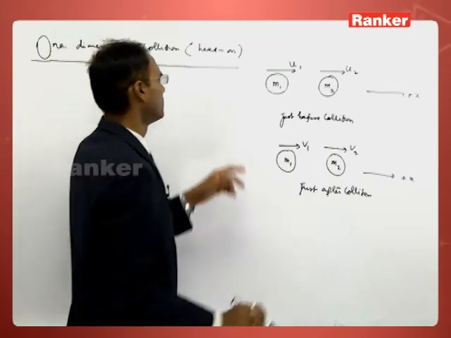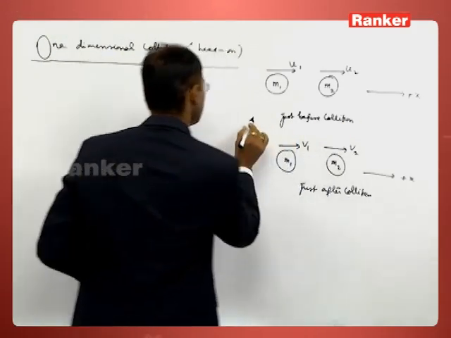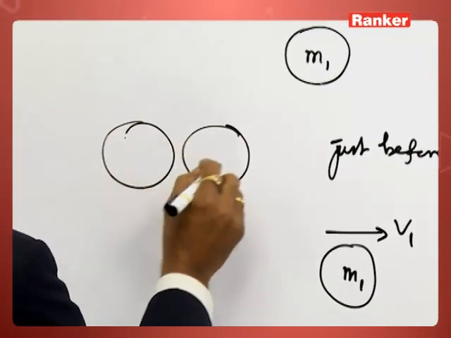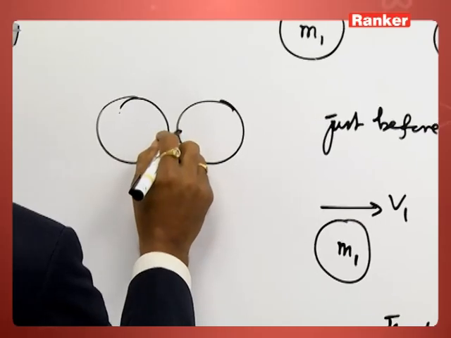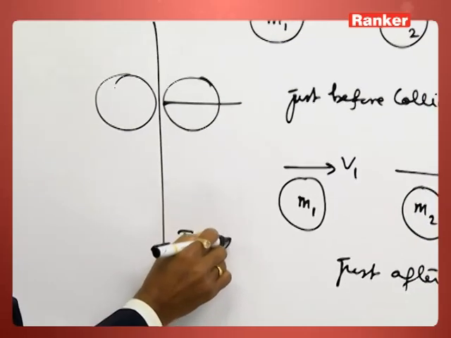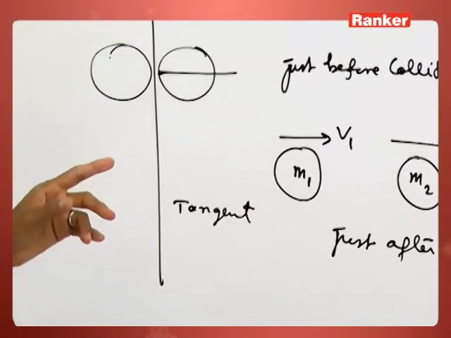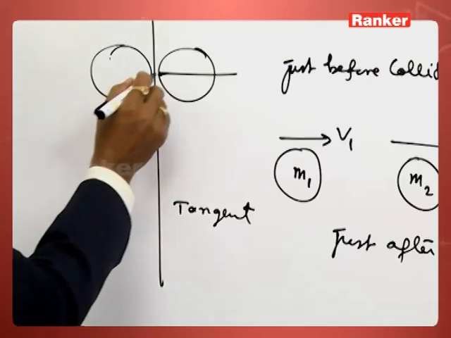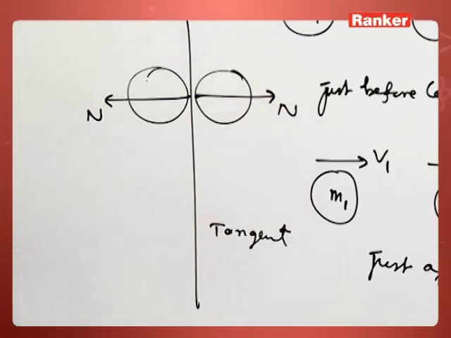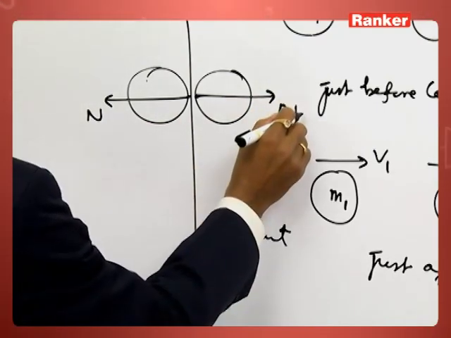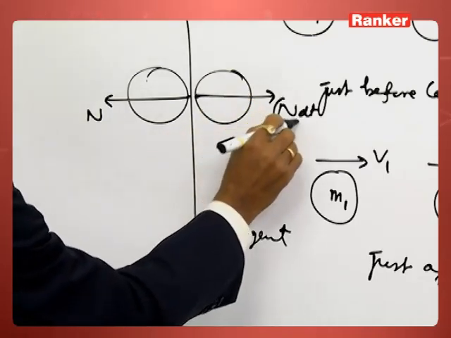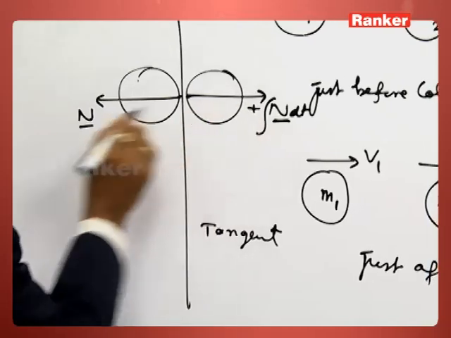During collision, what will happen? The bodies will interact. This is the tangent. Without drawing the tangent, you cannot draw the normal. Once you draw the tangent, this is the normal, and these are the normal reaction forces. And this is the impulse of the impulsive normal reaction force. If it is plus, this will be minus.